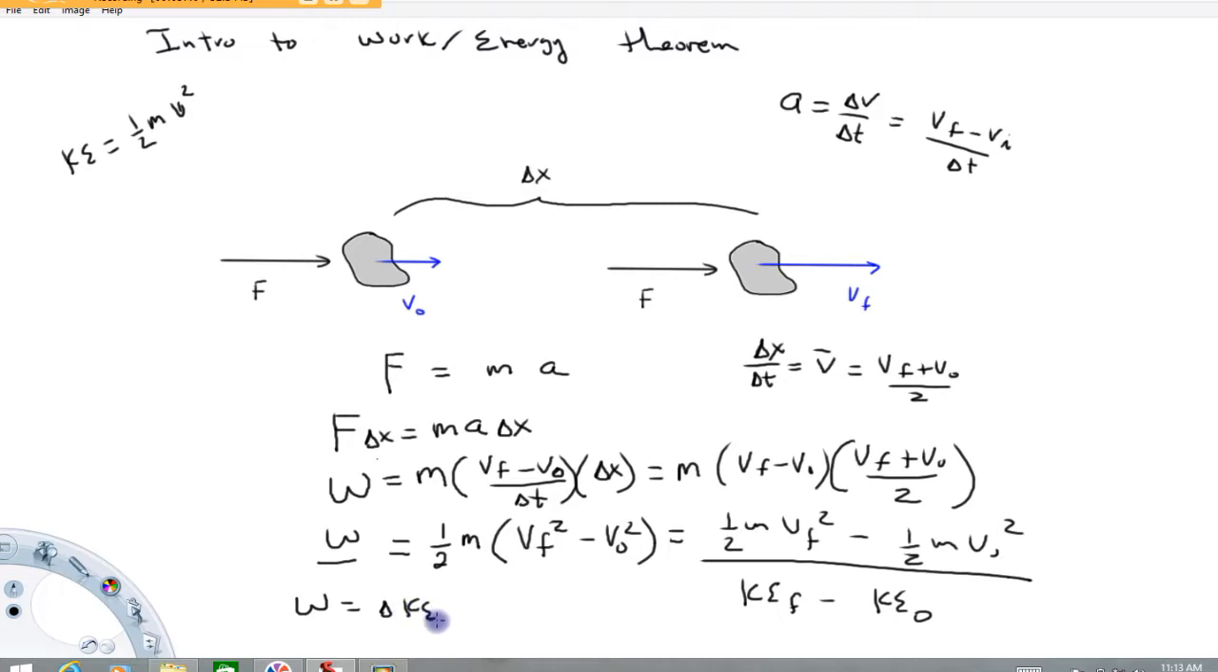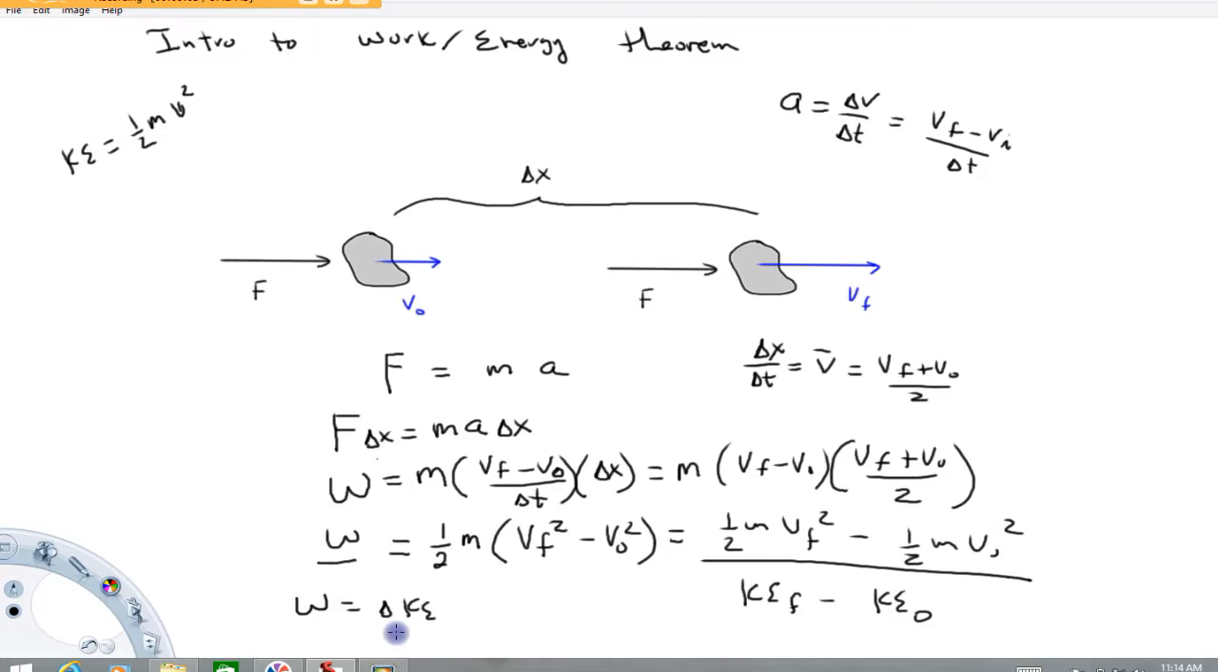So what's happening here is that when there's work done on the system by this force, we are changing the kinetic energy of the system, and the work done is identically equal to that change in kinetic energy. So what that means, let's say this force does 3 joules of work positive, then the system's change in kinetic energy will be exactly 3 joules positive.